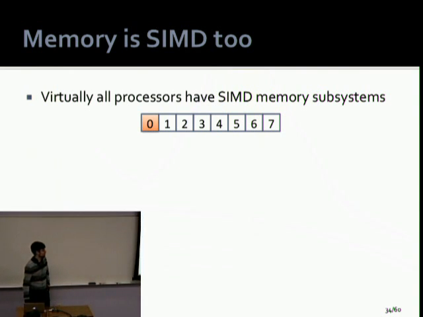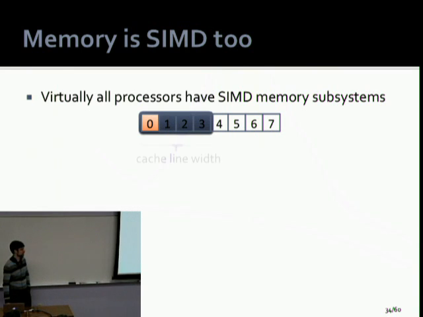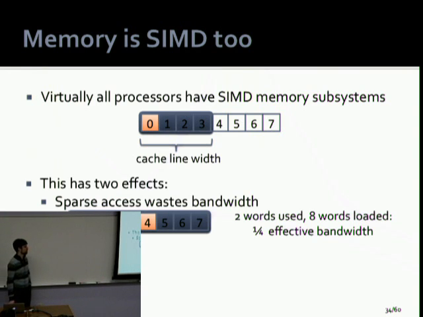So let's imagine we want to load word 0 here on pretty much any machine, an Intel machine, an NVIDIA machine. We're going to actually load not just whatever word we requested, but a set of words around it that we call a cache line. It's going to be aligned to some place in memory, and it's going to be a certain width defined by our architecture. So this has two effects.